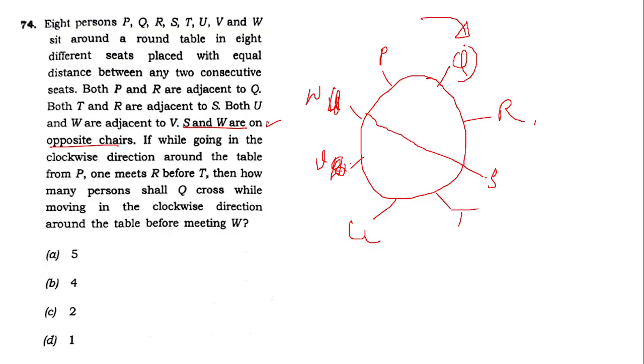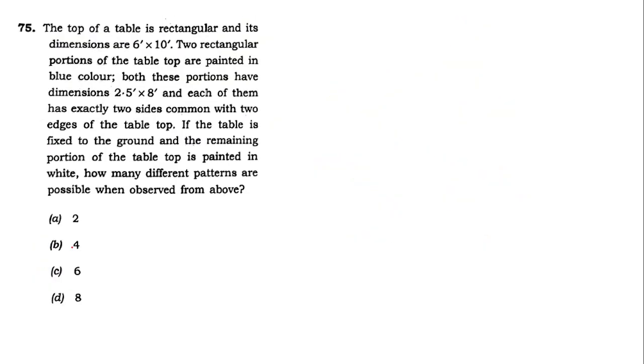So Q begins from here. It has to cross 1, 2, 3, 4, 5 members before meeting W. So it has to cross 5 members. So option A, 5, is the right answer. Let's move to the next question.